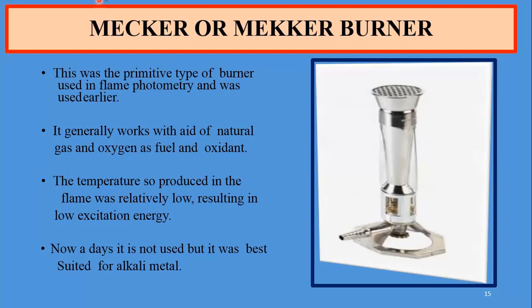First one, this is the diagram of the Meker burner. This is generally used with natural gas and oxygen as the fuel and oxidant. The temperature produced by this flame is generally used for those elements which have low ionization energy, like alkali metals. Nowadays it is not used because it was best suited for alkali metals and other metals cannot be detected by this burner.